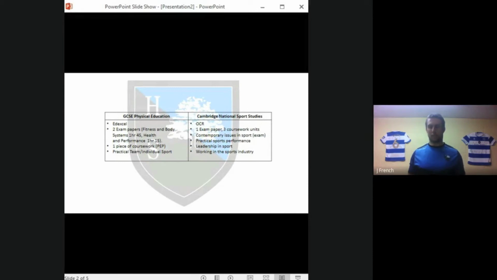The final aspect of the GCSE PE is that there's an assessment on 3 separate sports. Now, these sports can't all be team sports. You have to have a mix of individual sports as well as team. So, for example, you could take the 100-meter sprint and you could take football and basketball because you've got a mix of both.